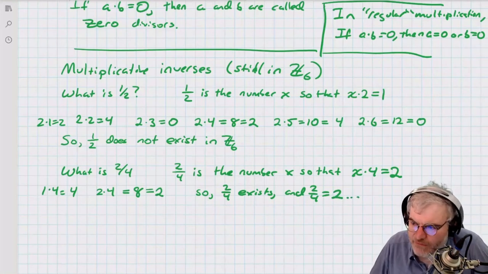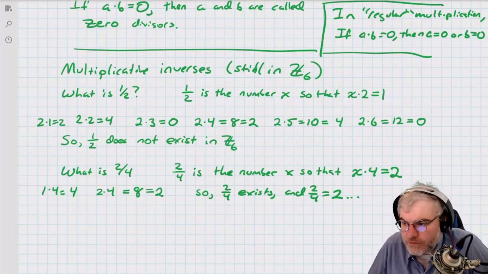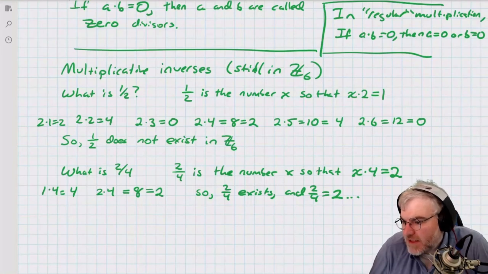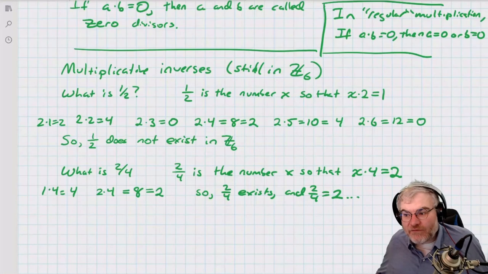One to five, how do we feel about that? 1 half does not equal 2 fourths. What? Because 1 half doesn't even exist. No, it doesn't. There is no 1 half in Z6. There is a 2 fourths, but there's no 1 half.